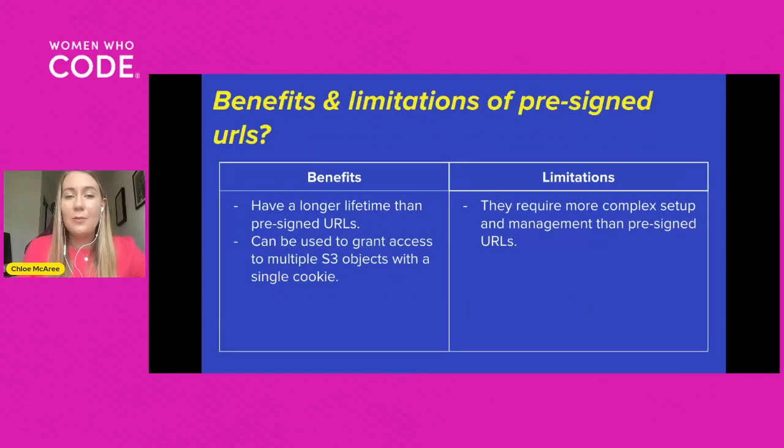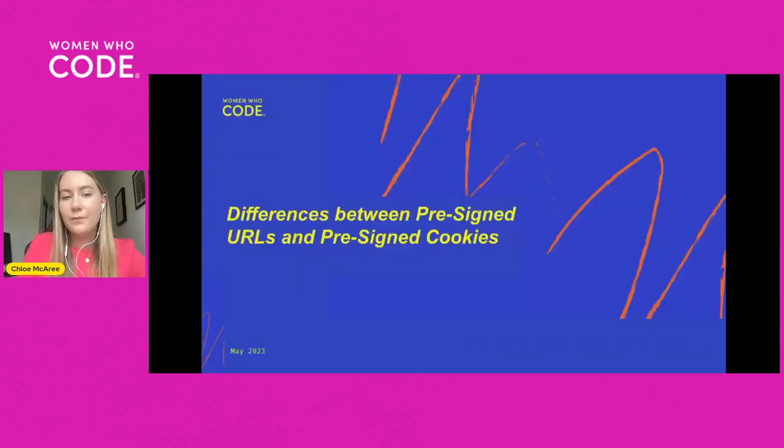So some of the benefits of pre-signed cookies include their longer lifetimes compared to pre-signed URLs. Another significant advantage is that pre-signed cookies can be used for multiple S3 objects, offering a more efficient and streamlined approach. However, it is important to note that pre-signed cookies do have certain limitations, and one of the main ones being that they are more complex to set up, as they do require the generation of public and private keys and also the configuration of CloudFront distributions.